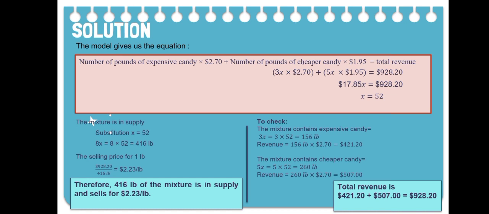which is equal to 260 pounds. And then revenue is equal to 260 pounds times $2.70, which is equal to $507. So the total revenue is $421.20 plus $507, so it equals $928.20. So our answer is correct.